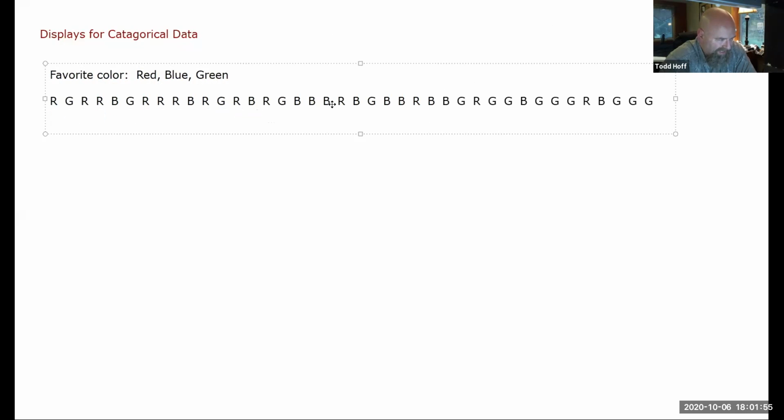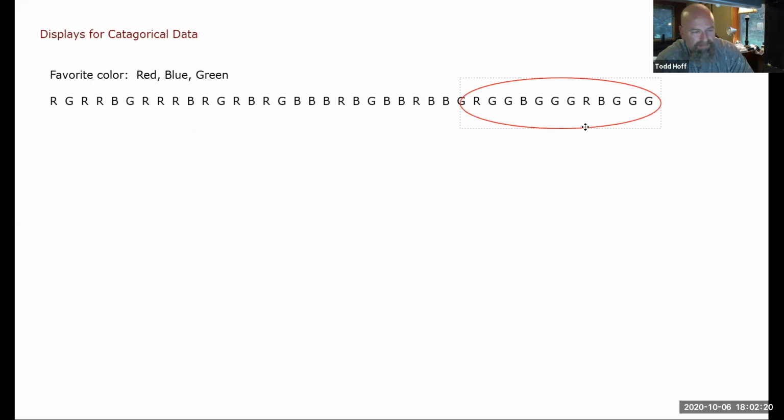Well, looking at that list, it's really tough to decide what is the most common color. If I was looking down here, I would say I see a lot of red, so I might say red is the most popular color amongst that group. But if I'm looking in here, I see a lot of blue, so I might be tempted to say blue is the most popular color. Or if I'm looking down here, I see a lot of green.